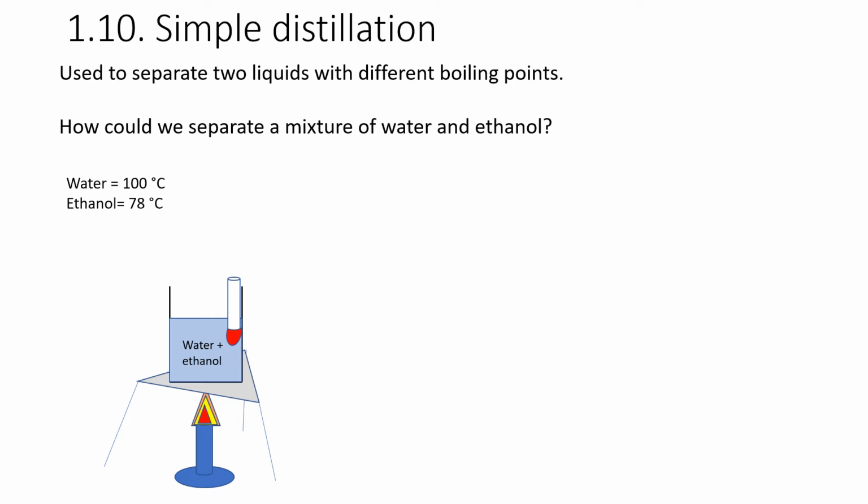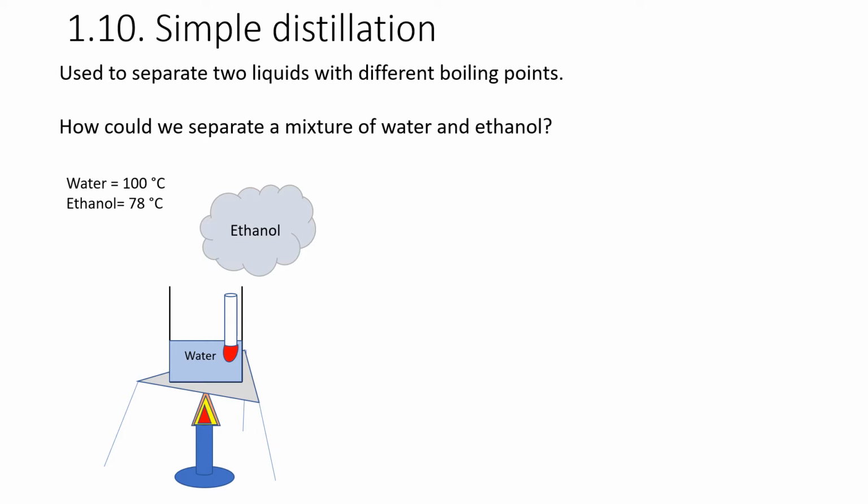Well, if you use a setup like I've got in the diagram, a Bunsen burner with a tripod, we have our beaker containing the mixture and a thermometer. What would happen if we heated up the mixture towards 78 degrees? Well, as the temperature of the mixture reached 78 degrees, the ethanol will begin to boil, and therefore turn into a vapour and escape from the beaker.